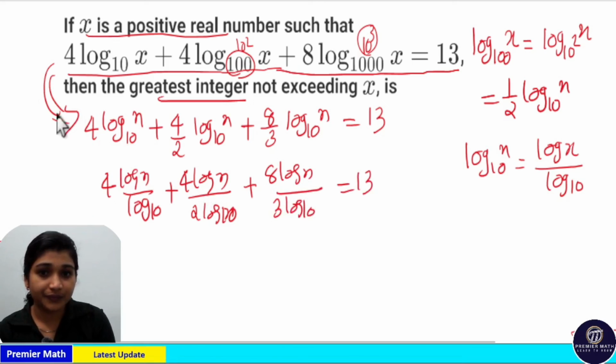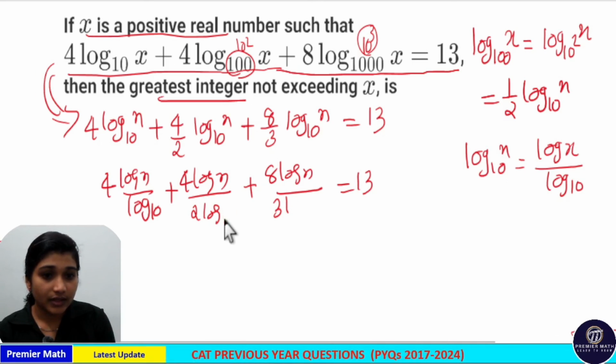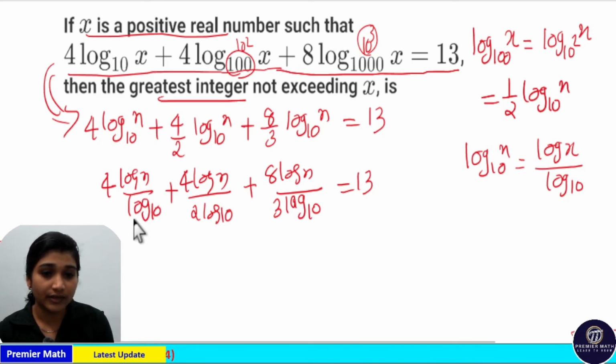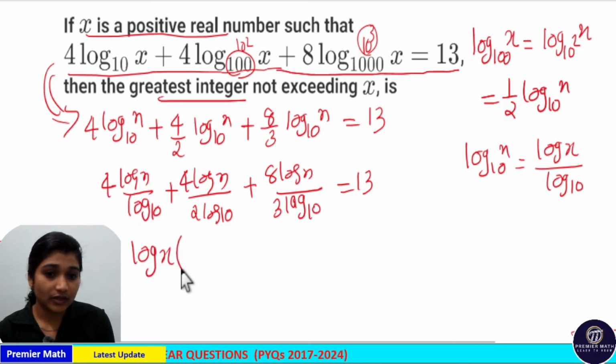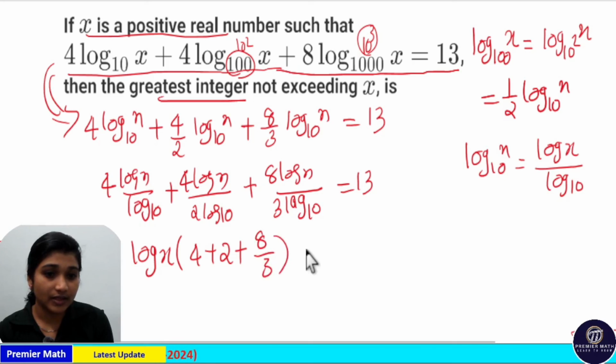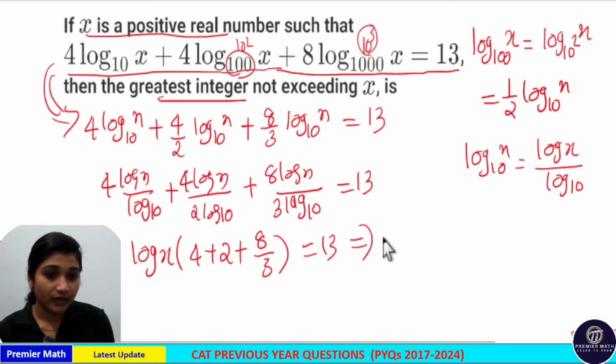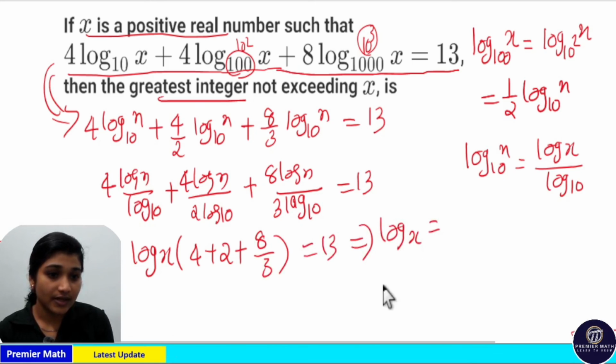Now, take log x as common factor. Here log 10 will become 1, 2 log 10 is 2, 3 log 10 is 3. Now, take log x as common factor. Then log x into 4 plus 2 plus 8 by 3 equals 13, which means log x is equal to 13 divided by 4 plus 2, 6, 6 plus 8 by 3 is 26 by 3.